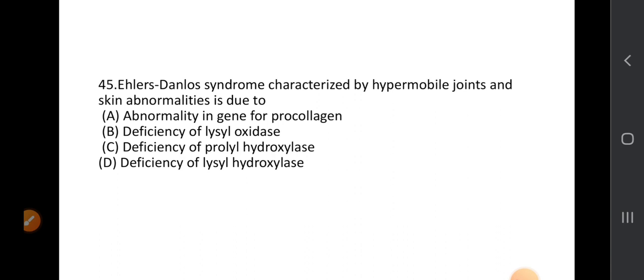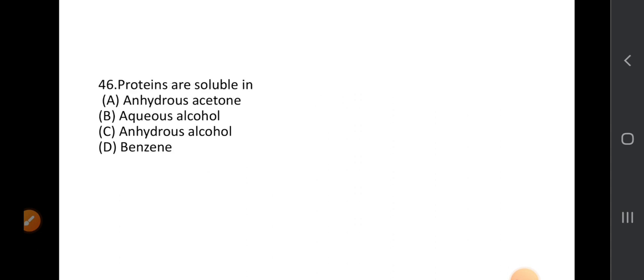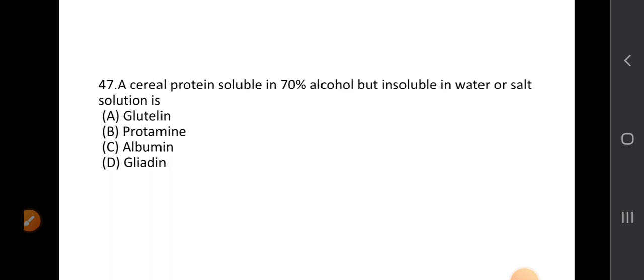Ehlers-Danlos syndrome is characterized by hypermobile joints and skin abnormalities, and it happens due to, you can read out the options for yourself. So I'll move to 46th question. 46th question says, proteins are soluble in, again you can read out the options for yourself. 47th question says, a cereal protein soluble in 70% alcohol but insoluble in water or salt solution is. You can read out the options for yourself, guys.